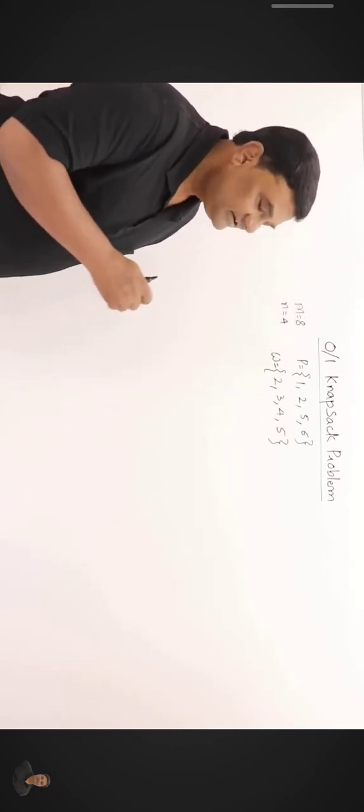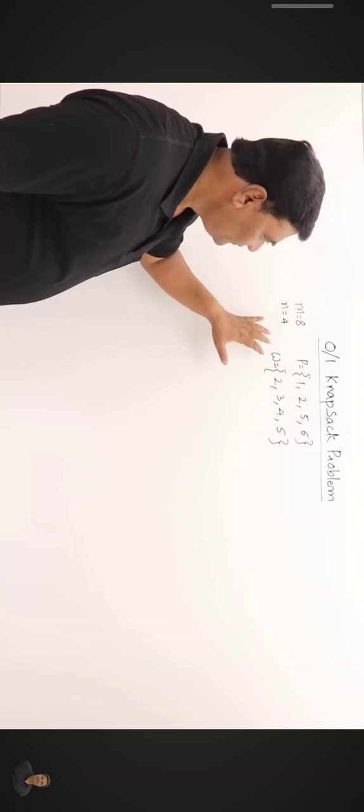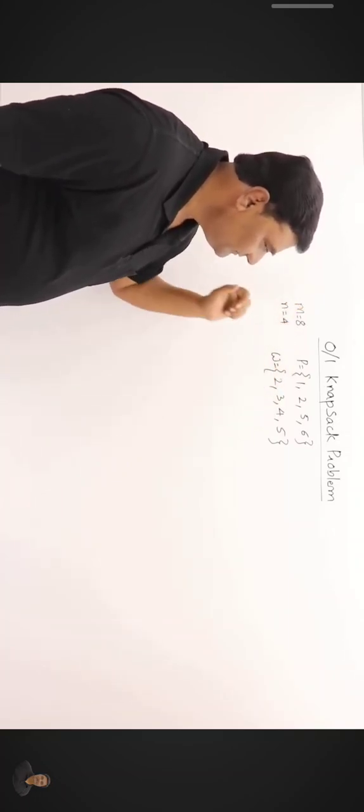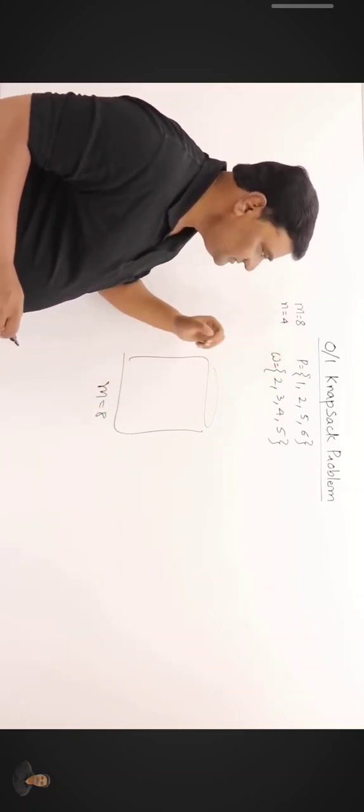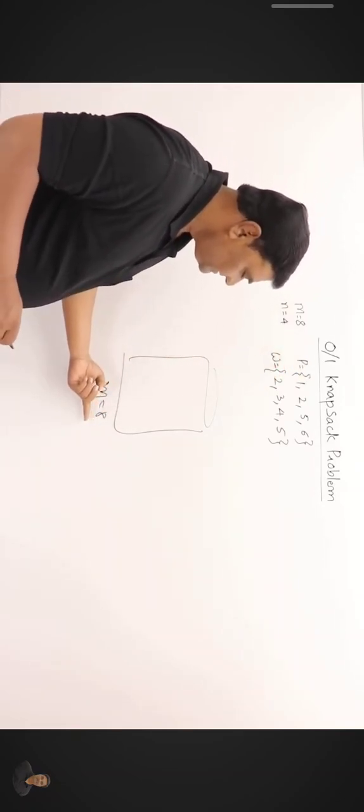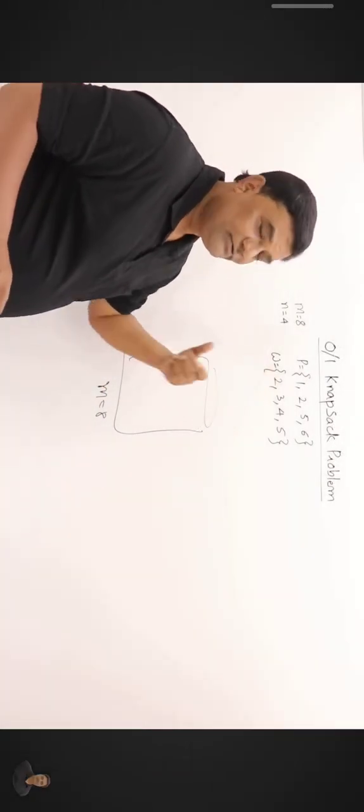First of all, let us understand what the problem is. Here I have 4 objects. For each object, there is some profit and some weight. And there is a bag of capacity M, that is 8. The objective is to fill this bag with these objects. So can I put them all? See, the capacity is 8, but the total weight of all these objects is 14. So all objects cannot be filled in the bag.